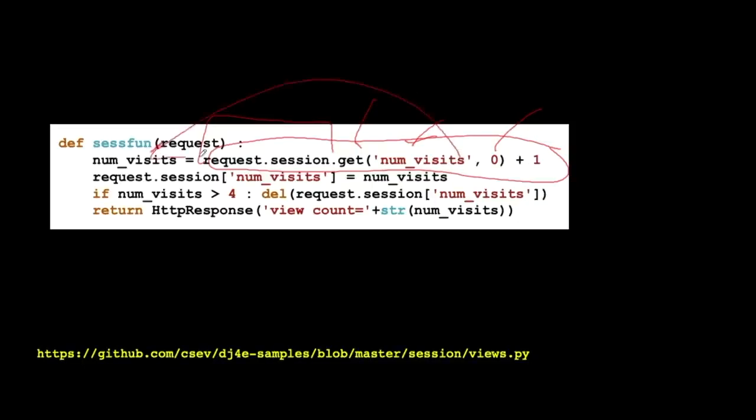So num_visits is either 1 or 1 more than what was previously there. And then we see the line that actually just stores it back into the session. That's it.